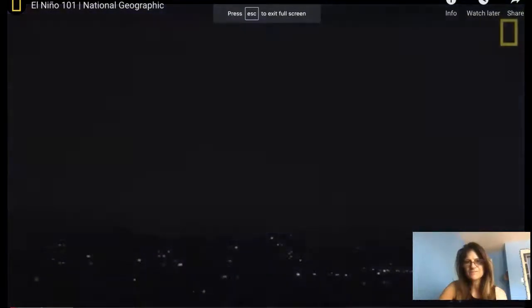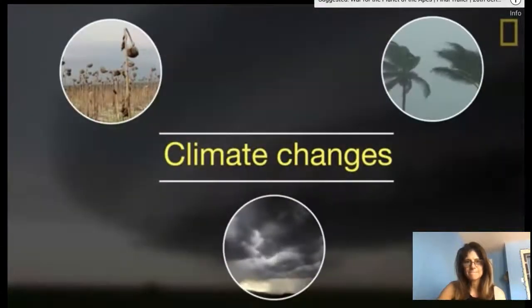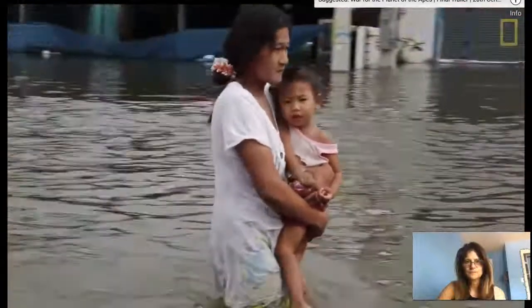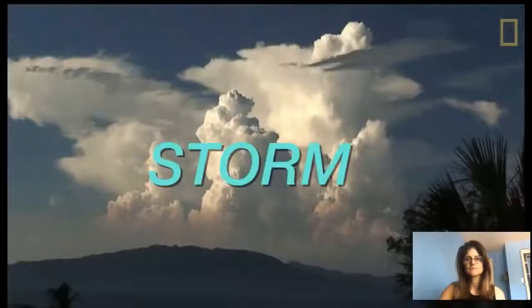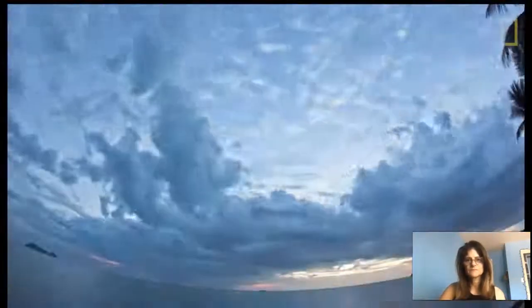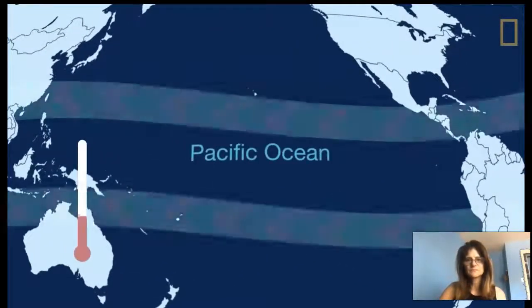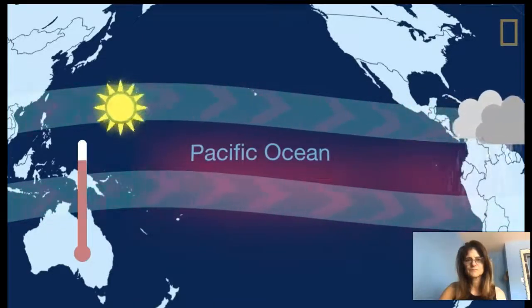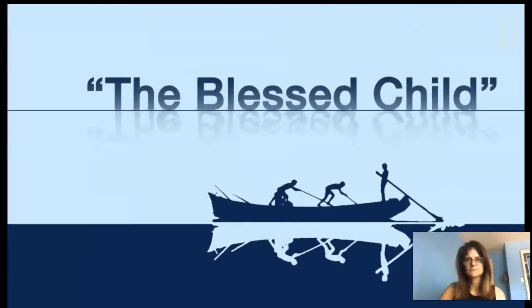A natural force of nature unlike any other, El Nino is capable of unleashing a fury of climate changes and natural disasters that span from Alaska all the way to South America and beyond. What causes El Nino, and how are we affected by it? El Nino is not a storm, but rather a weather phenomenon in the Pacific Ocean. During an El Nino, the surface water temperature warms up, leading to complex weather patterns. South American fishermen in the 19th century, describing warmer waters during Christmas time, coined the name El Nino, Spanish for the Blessed Child.